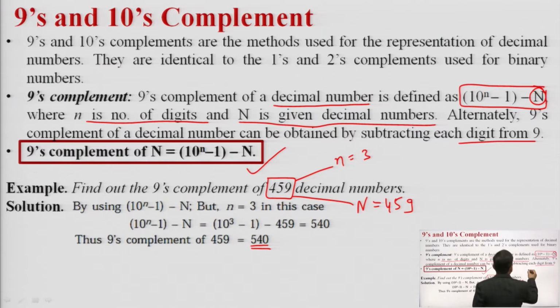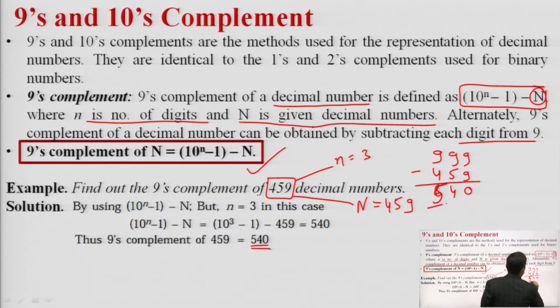Or alternatively, we can subtract each digit from 9, meaning 4, 5, 9, and we subtract. 9 minus 9 is 0, then 4 and 5. So here both the answers are the same. You can see 540.